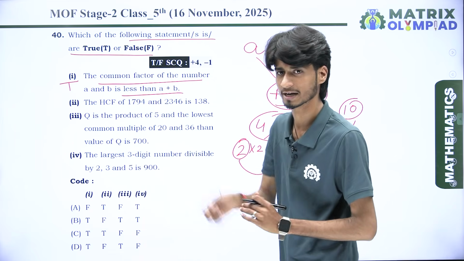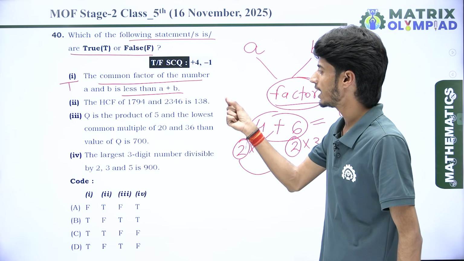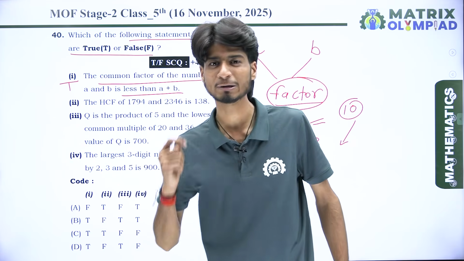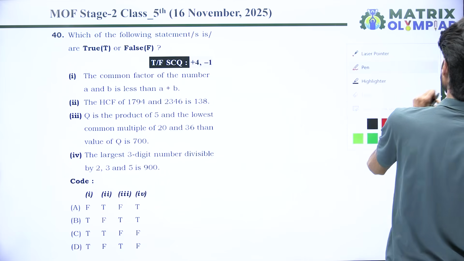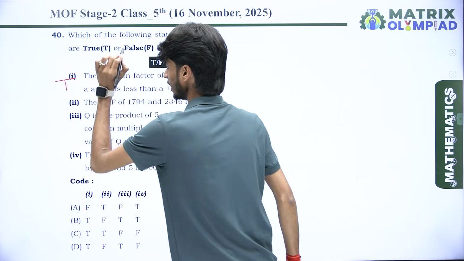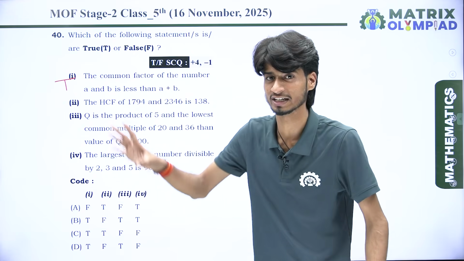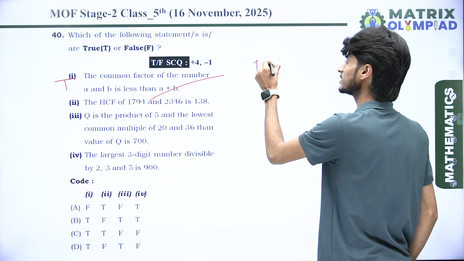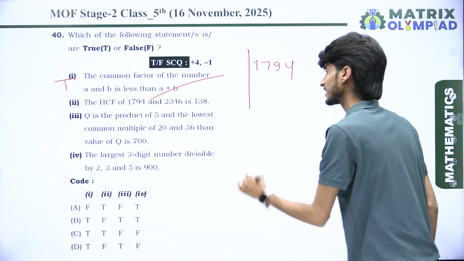Let's come to the second point. What does it say? The HCF of 1794 and 2346 is 138. So let's get ready for the calculation. So the first statement is true. Remember what I'm saying, the first statement is true. Now we are solving the second point of question number 40. Okay, so let's take the first number, which is 1794. First of all, factorize it.